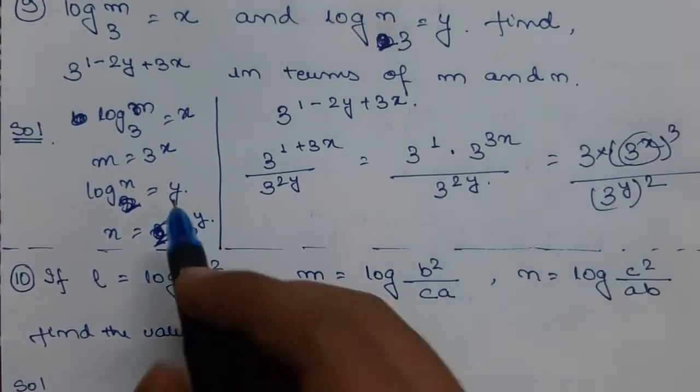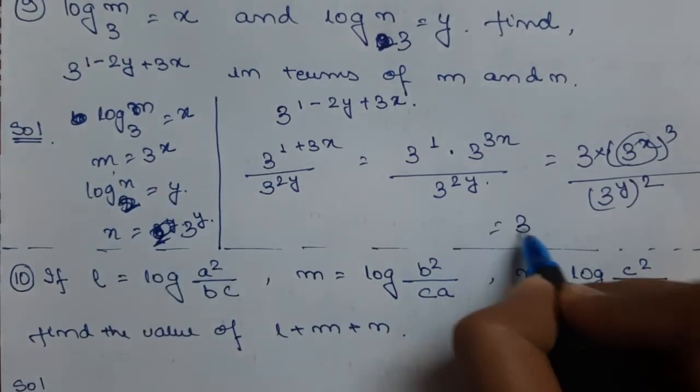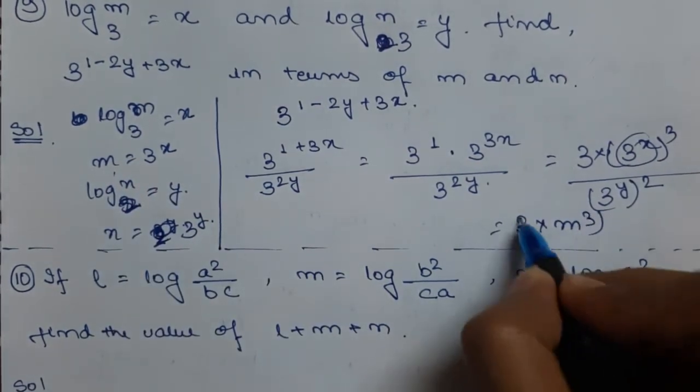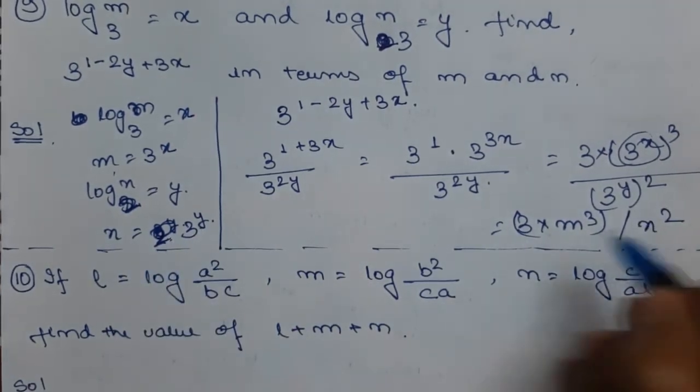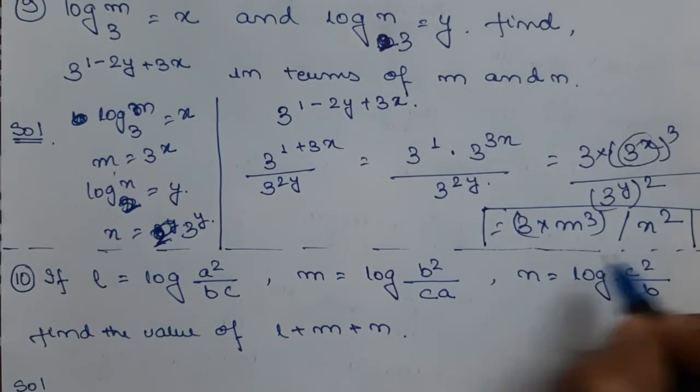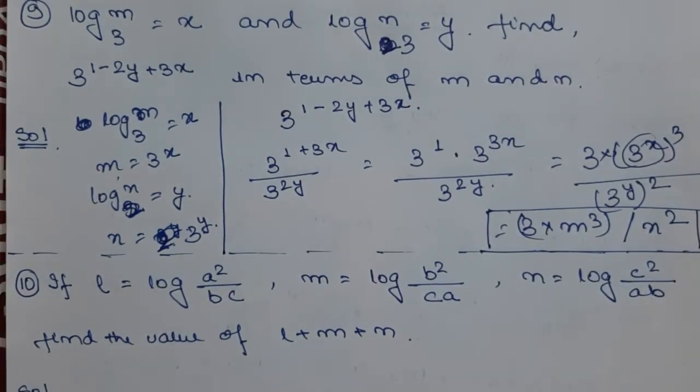Now this value, what is it? m, right? So we can write it as 3 into m cube. And 3 to the power y is n, so we can write it as n square. So this is our result. Very easy problem, right?